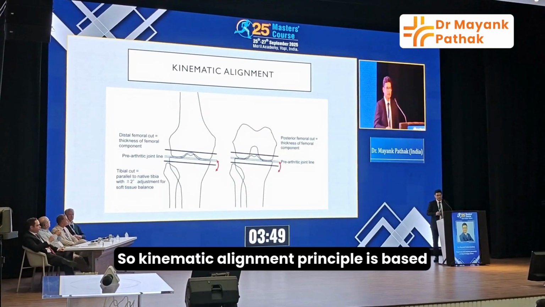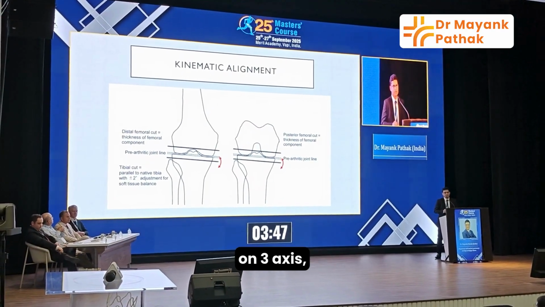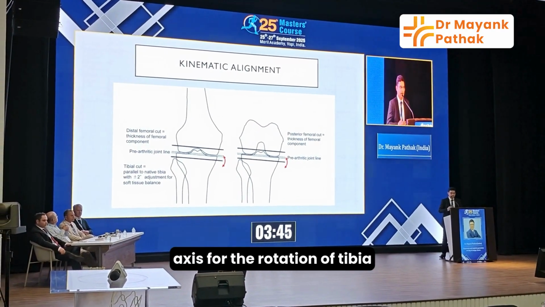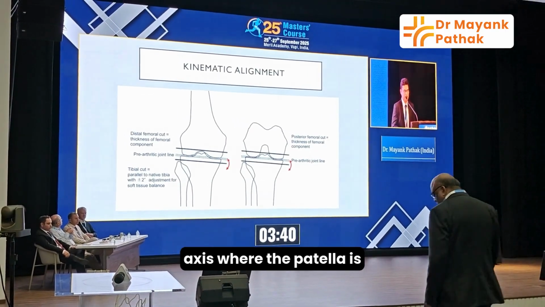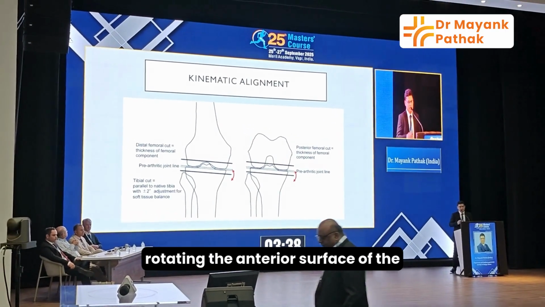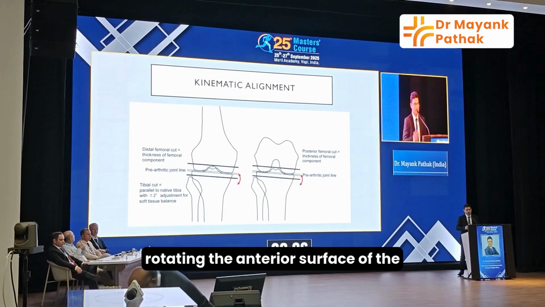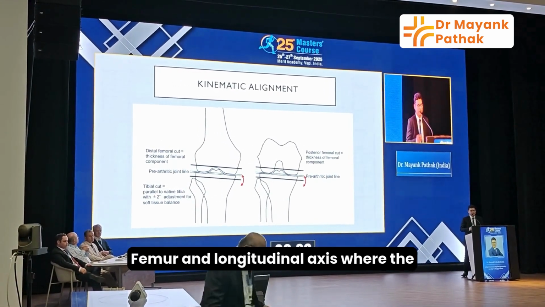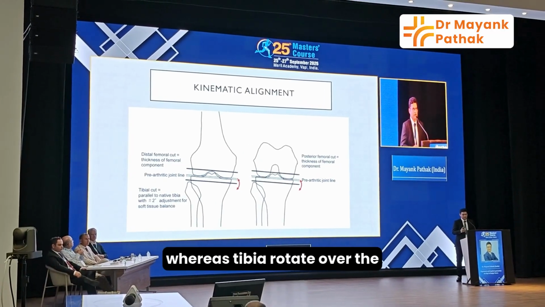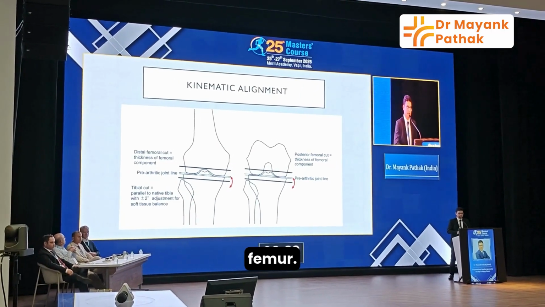The kinematic alignment principle is based on 3 axes: the axis for the rotation of the tibia over the femur in flexion and extension, the axis around which the patella rotates on the anterior surface of the femur, and the longitudinal axis around which the tibia rotates over the femur.